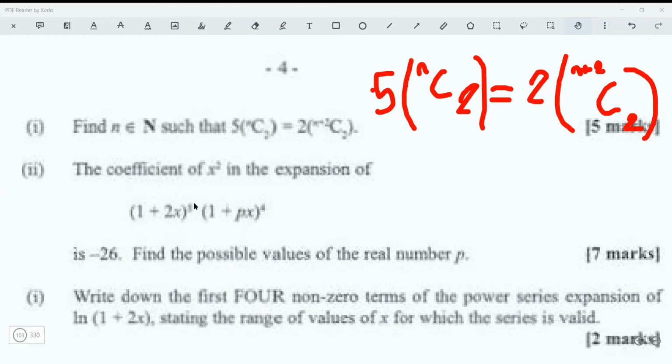All right, so this one now says, find the coefficient of x squared in the expansion of 1 plus 2x all cubed times 1 plus px to the 4. All right, we need to find the coefficient of x cubed. And I love questions like this. So this came on the mock exam. Well, actually it told us the coefficient of x cubed is negative 26. Find the possible values of p. All right, so let's do that question here.